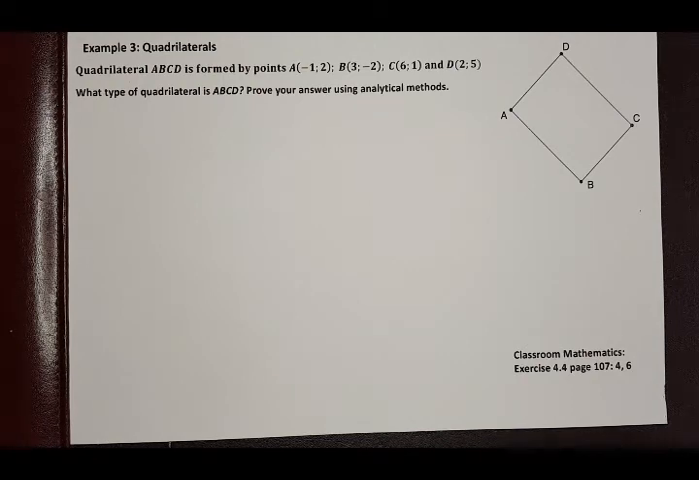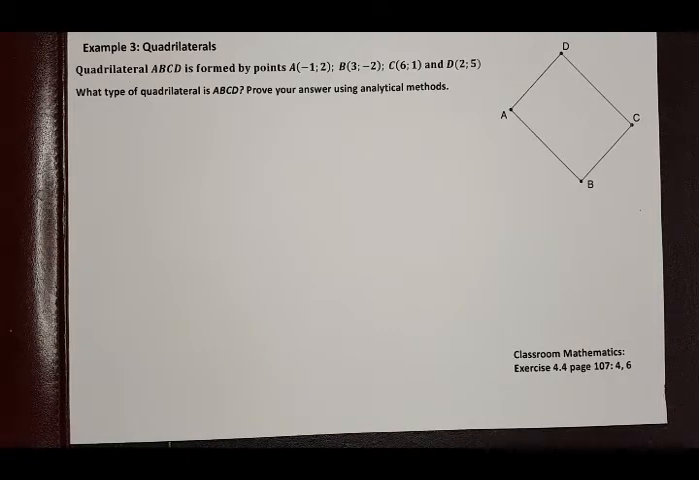In this fourth analytical geometry video, we are going to just do a proof, but using analytical methods. In this case, you're given a quadrilateral ABCD, and you're given the coordinates of all of the vertices, and the question is, what type of quadrilateral is this? Prove your answer using analytical methods.